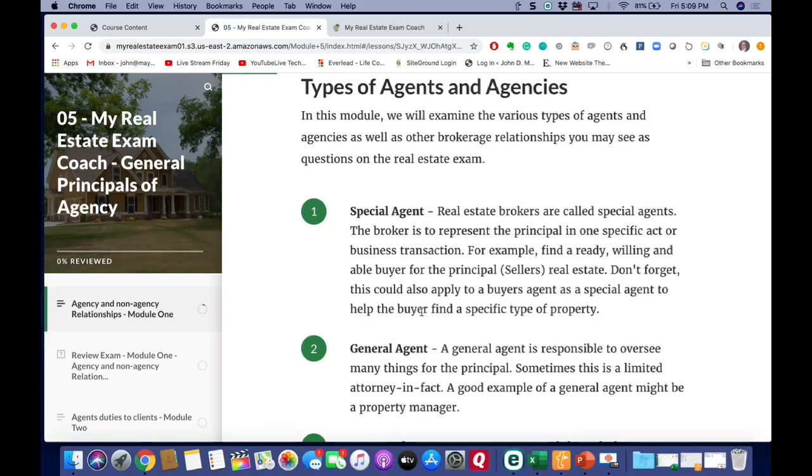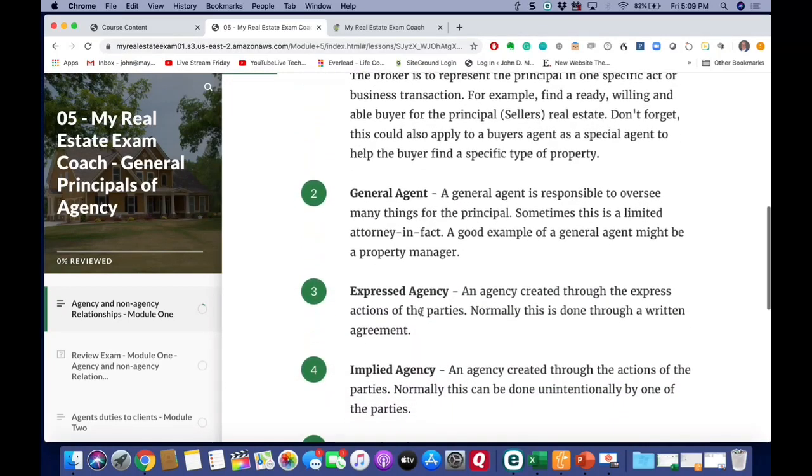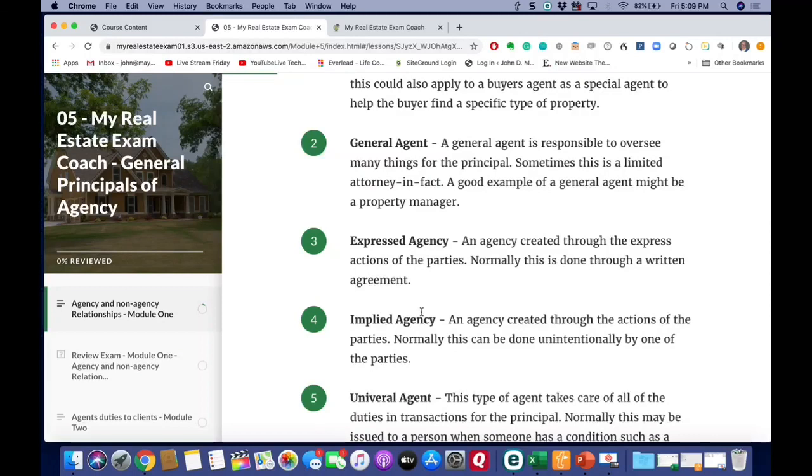Now, a general agent, on the other hand, is kind of like a limited power of attorney. Very similar to a property manager. They're going to be doing more than one task. So property managers, they're securing tenants, they're making small repairs, they're cleaning the unit out, they've got people that work for them who in turn then work for you. So you can see that it's more than just a specific purpose. It's more like a general agent. So limited power of attorney would be a good example of a general agent.